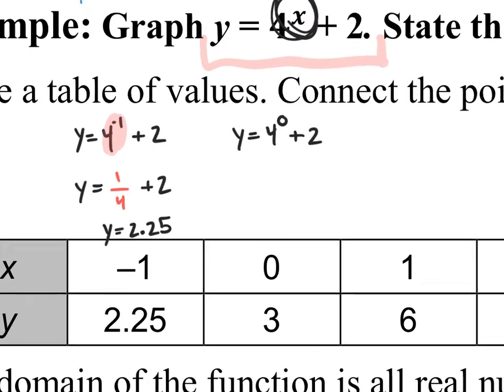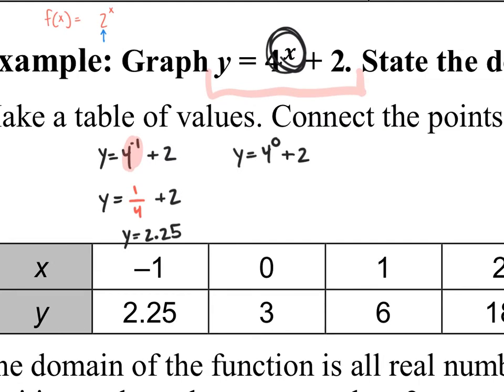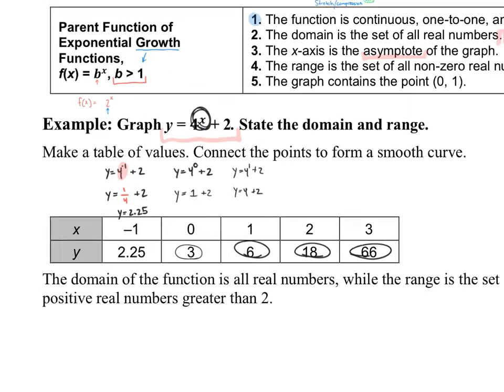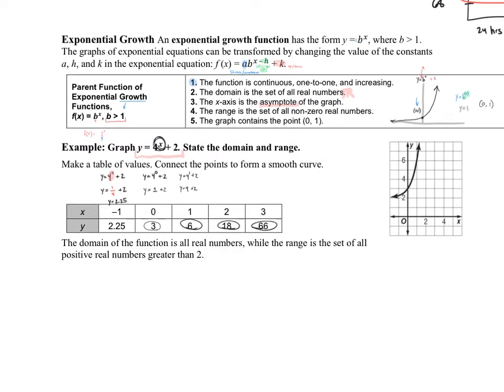So we'll have 4 to the 0 this time, plus 2. Anything to the 0 power is a 1. That's where they got the 3 from. And you could continue this on out. 4 to the first is 4, plus 2 is 6. And if you continue to evaluate, that's where these different y values would come from. And when you graph it, you'd get a curve that looks like this.